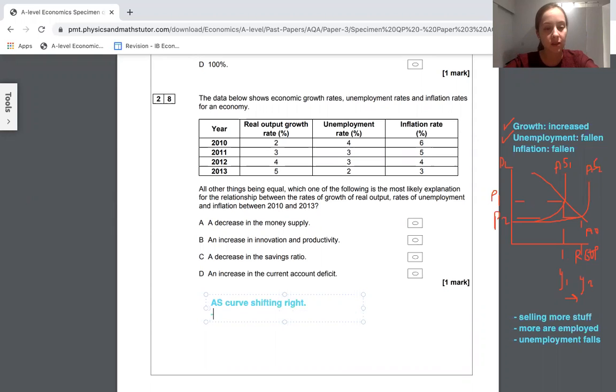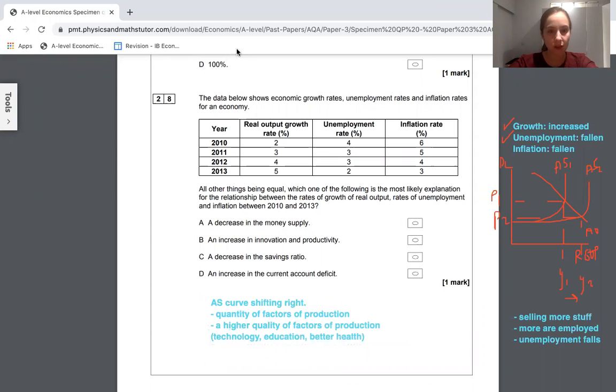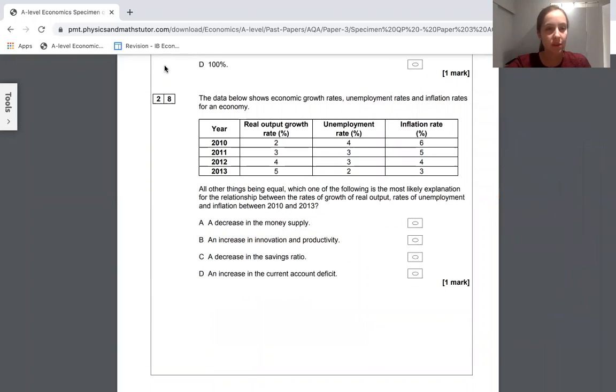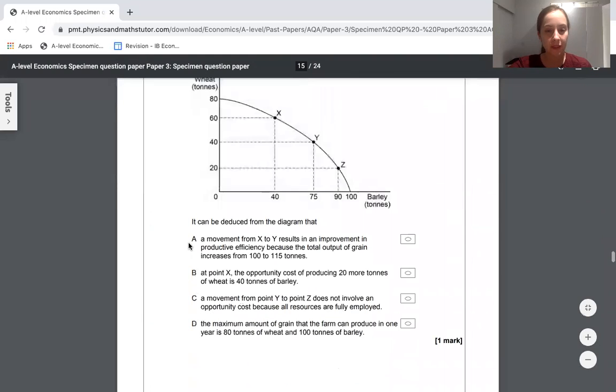What can shift your AS curve? You need to look at more quantity of factors of production or a higher quality of factors of production. So anything like a new technology, any spending on education, maybe better health, that would all work. So B seems to be the answer. If you have more productivity, such as because of education, that will change your AS curve and lead to all those benefits that we see in the table, hopefully.